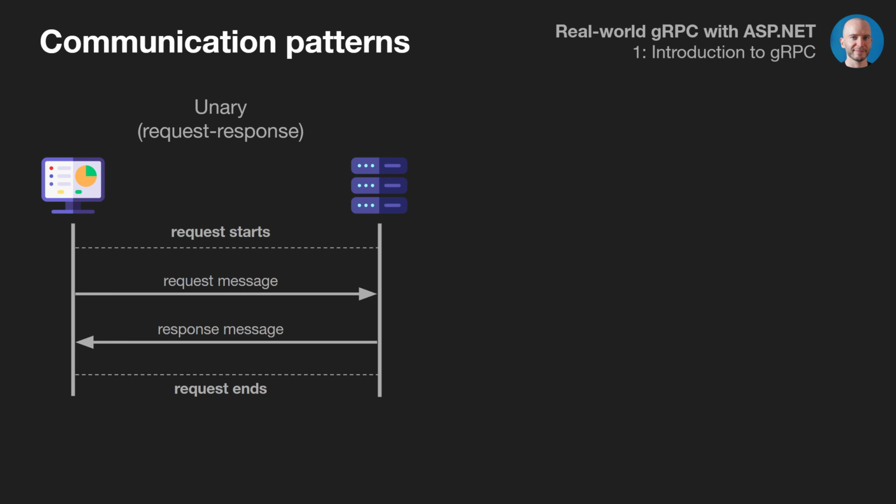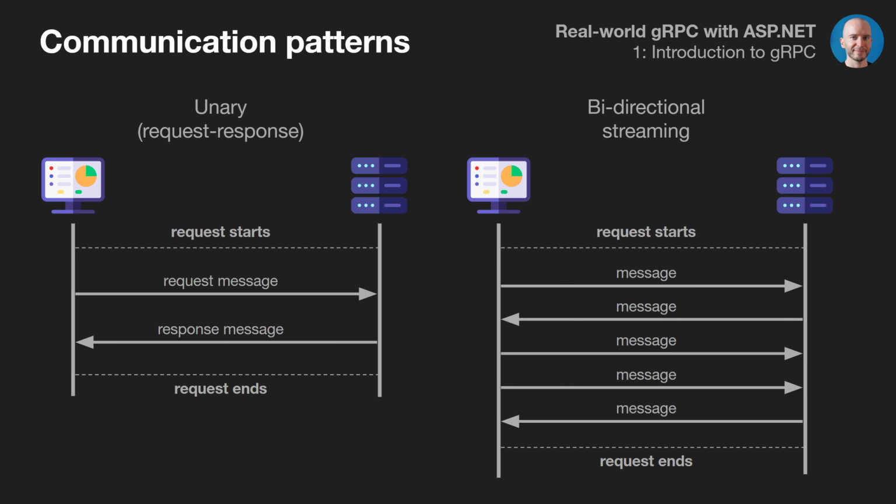gRPC supports multiple communication styles. The simplest one is called unary, in which an RPC operation includes a single request and response. This is similar to the request-response model of HTTP1, thus it's the most typical choice when migrating existing REST services to gRPC. gRPC also supports a streaming communication style, which can be either server streaming, client streaming, or bidirectional streaming.